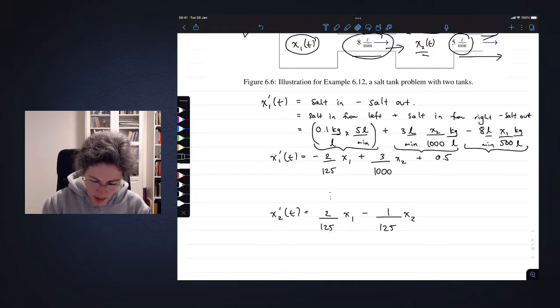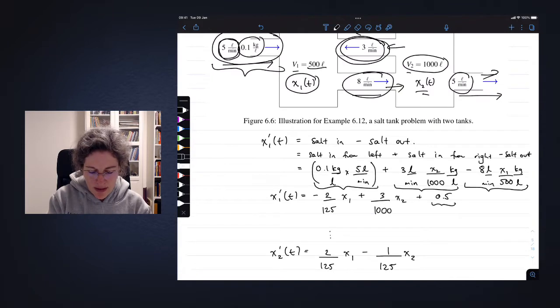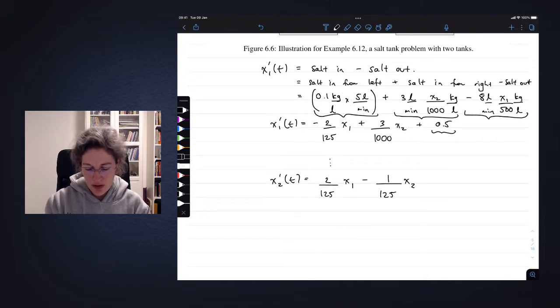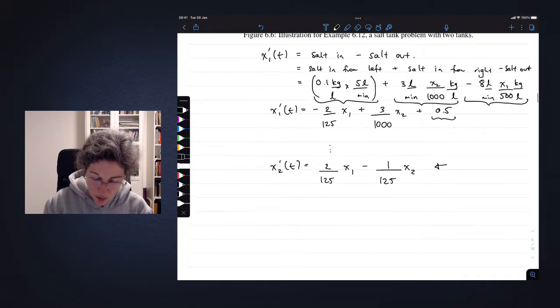And over here, this constant term in tank 1 makes sense because we've got just this constant amount that's being fed in. But we don't have a constant amount being fed into tank 2. Okay, so we just have two differential equations in two unknowns.